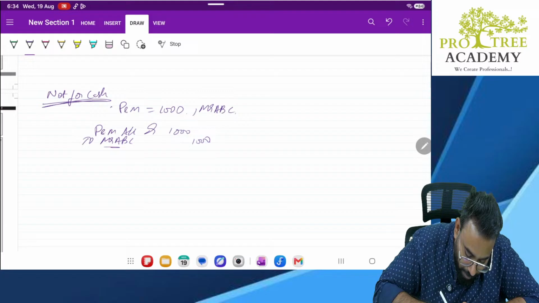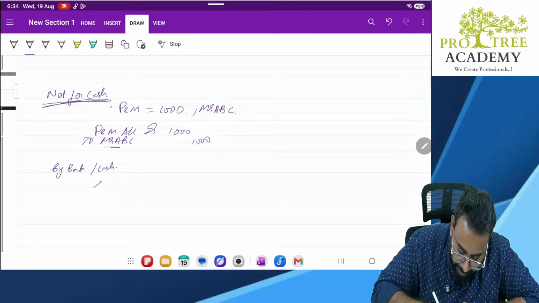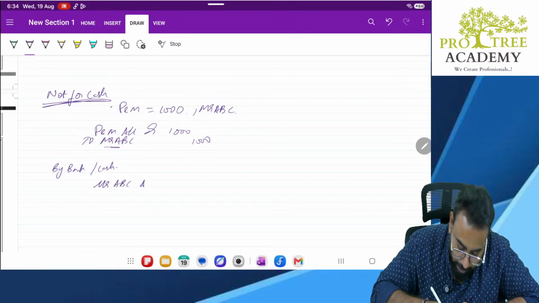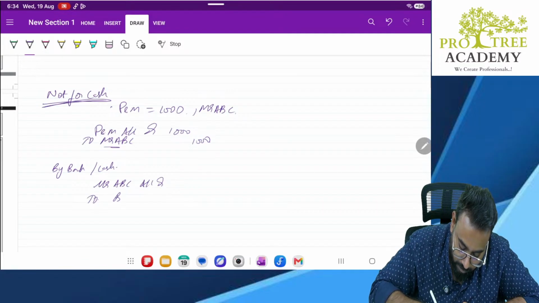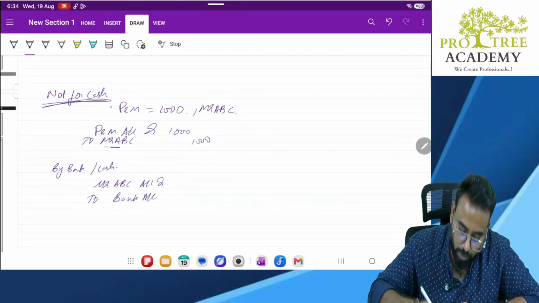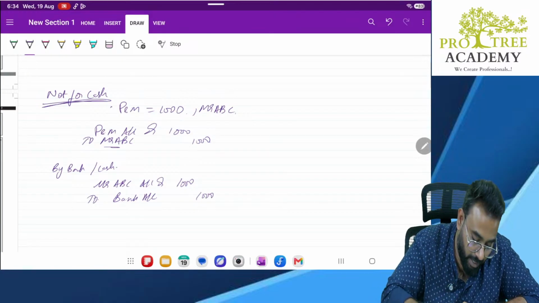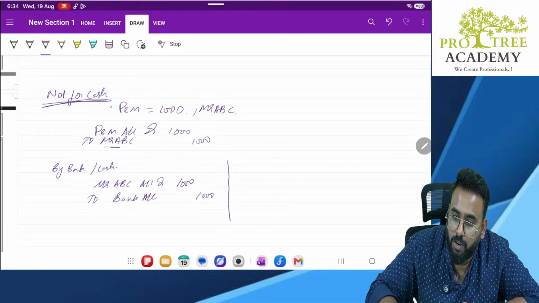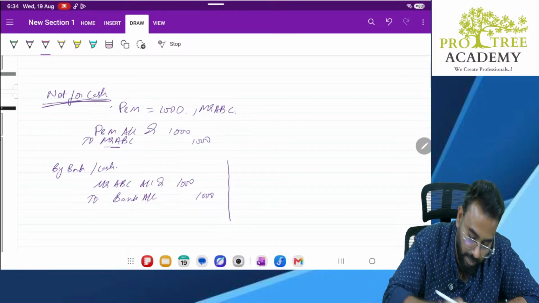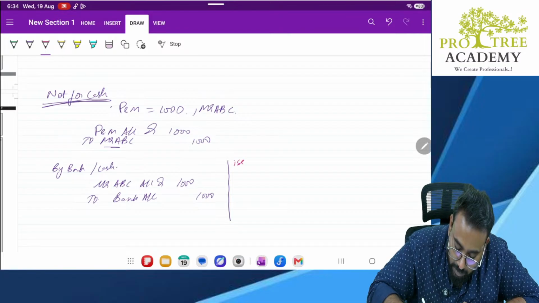Now you have to make the payment. If you would have paid by bank or cash, then usually our entry would have been Mr. ABC account debit to bank account. This would have been our usual entry. But here, what is happening is we are not paying through bank. Rather, we are paying through issuing debentures.